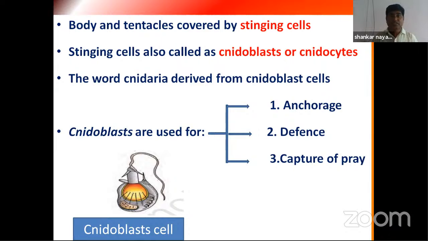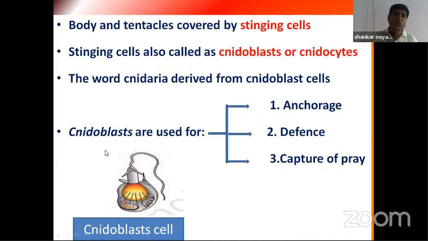Okay, the word Cnidaria is derived from cnidoblast cells. We put this phylum name as Cnidaria. Why do we put Cnidaria? Because it has cnidoblast cells only. Cnidoblasts are cnidocytes. As it has cnidoblasts and cnidocytes, these animals are called cnidarians.